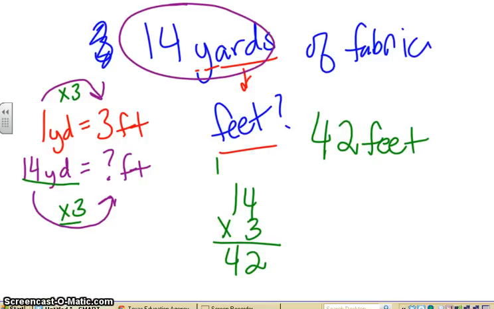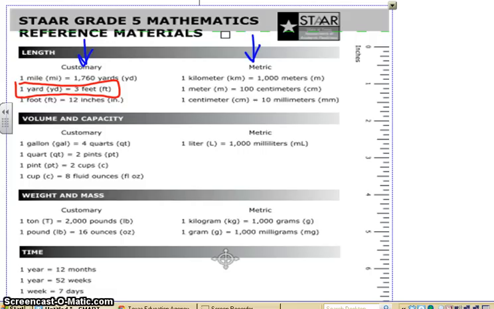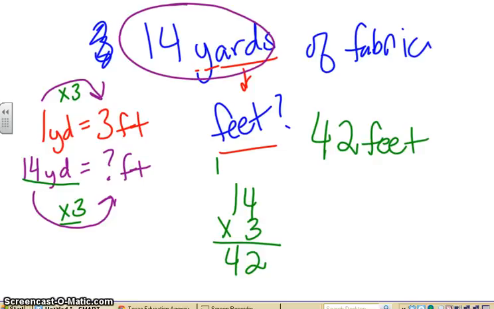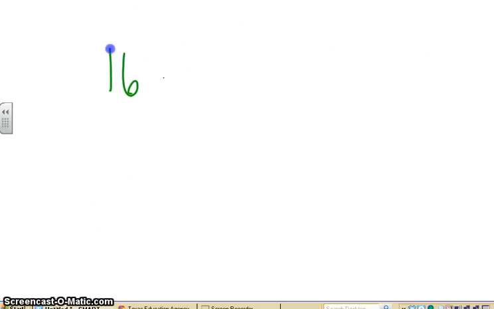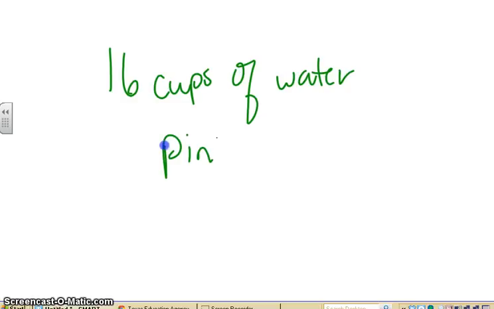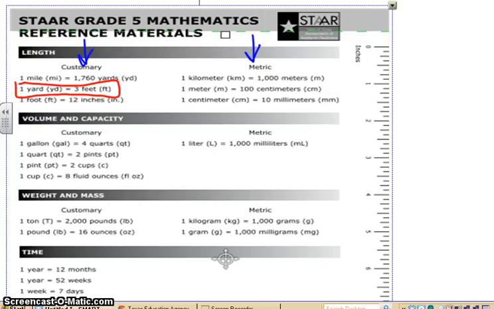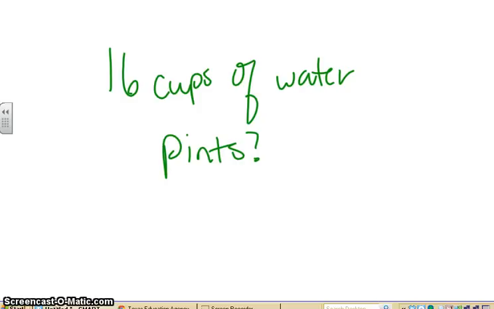Let's look at another conversion. Let's pick something from the chart. Let's do pints and cups. Let's say that I have 16 cups of water, and I want to know how many pints that is. Well, I have to go back and look at my mathematics chart. Let's see. Here is cups and pints. So now I have cups and pints. I know that 1 pint equals 2 cups. So I'm going to go and write that down. I know that 1 pint equals 2 cups.